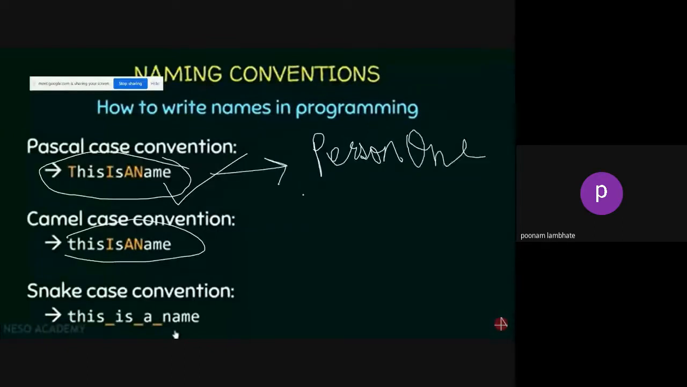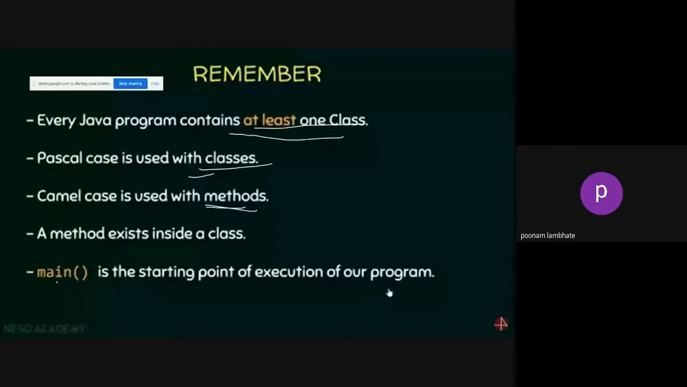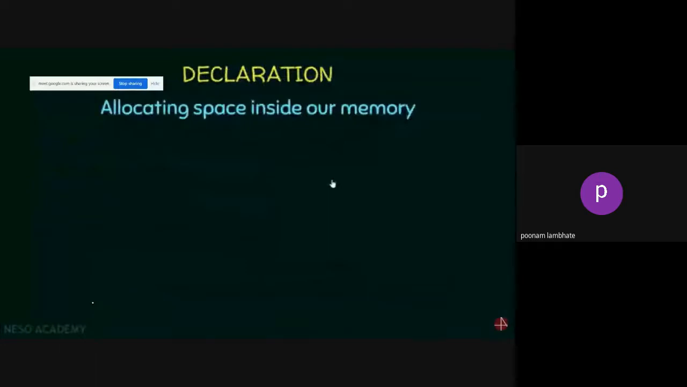Inside my class, I have some method, for example, displayData. As you can see, I'm using camel case for the method name. And then suppose I have some variable here. I'll use snake case for that. So this is an example I gave you. And remember that the execution of your program will always start from the main method or the main function of your program. We'll see examples.